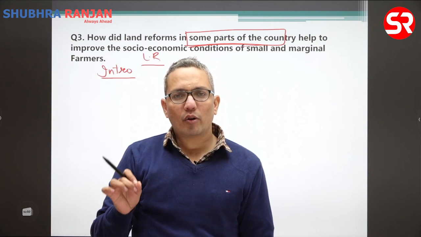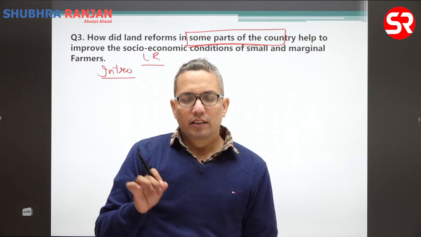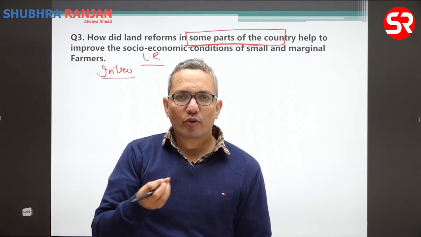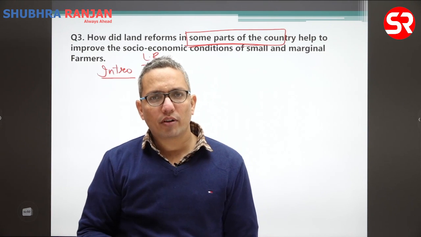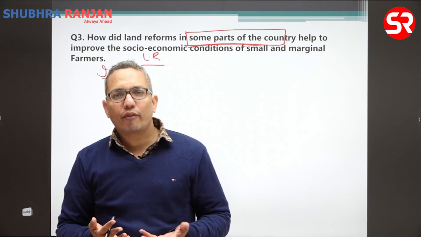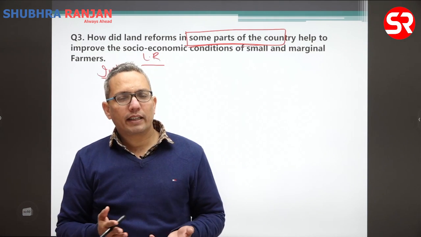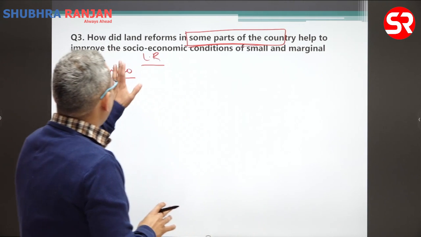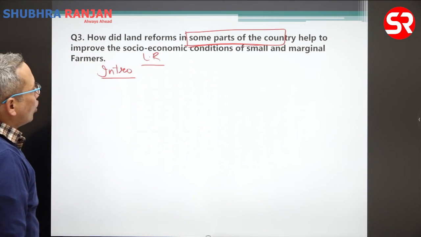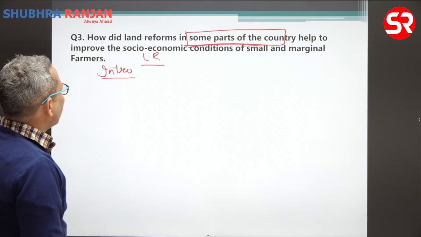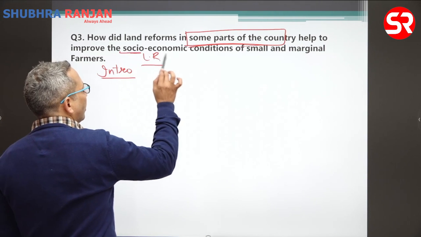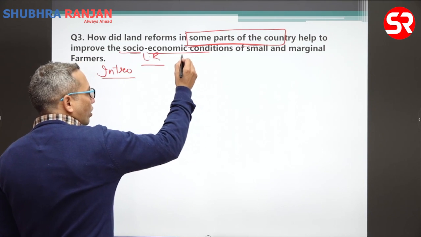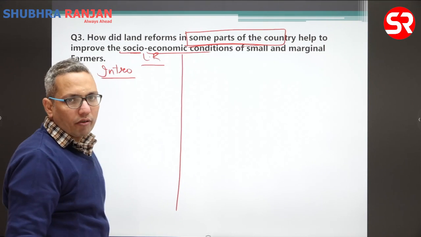So depending upon how a state carried out land reform, the states which carried out land reforms in the spirit, in those states the situation of small and marginal farmers improved, and in the states which did not, the situation did not improve. And then we'll tell how it helped the socio-economic conditions of small and marginal farmers. We have to tell about socio as well as economic conditions. So we'll say it improved the socio-economic conditions in the following ways.